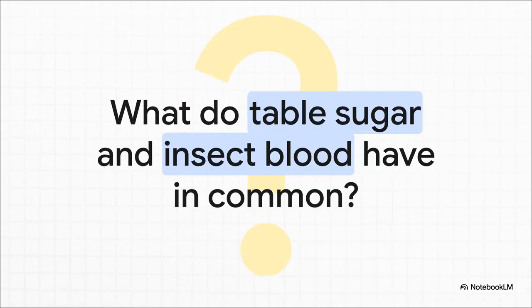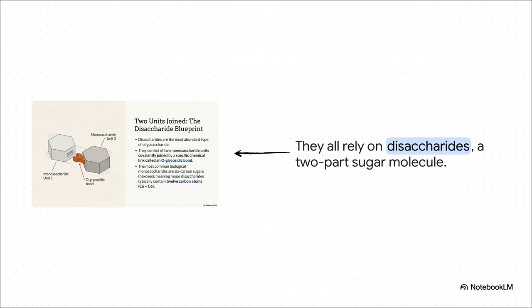So let's start with a bit of a riddle. What could table sugar, milk, and insect blood possibly have in common? Sounds kind of random, I know, but the answer? It actually points to this amazing, fundamental principle of biological engineering. And here is the answer. They all depend on something called disaccharides.